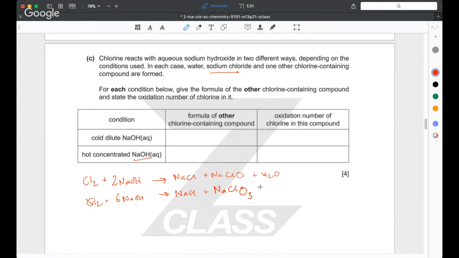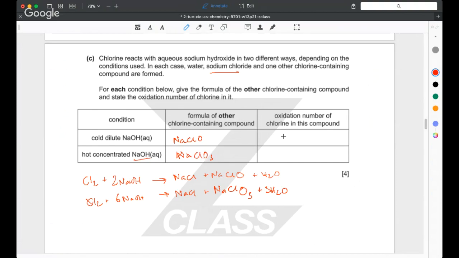NaClO3 plus 3H2O. You're not being asked for those in this particular question, but it is a valid question that could be asked. This is just some learning that will have to be done during your revision strategy, because you're being asked to recall facts on demand in the exam. So the formula here is this one, and the formula here is that one. We'll come on to the naming of those in a moment.